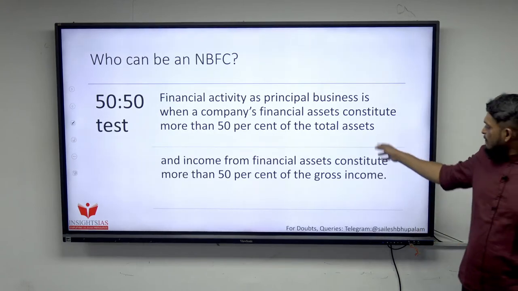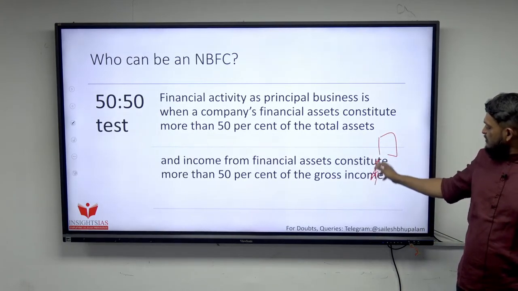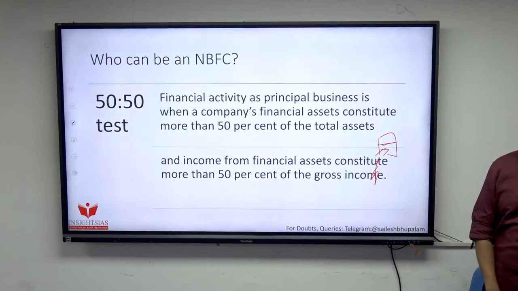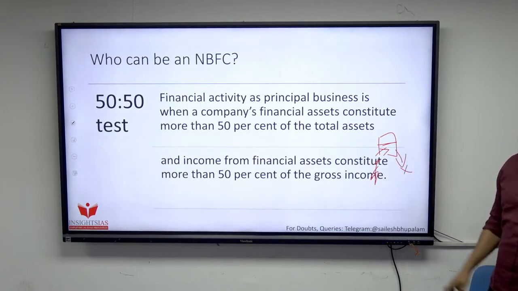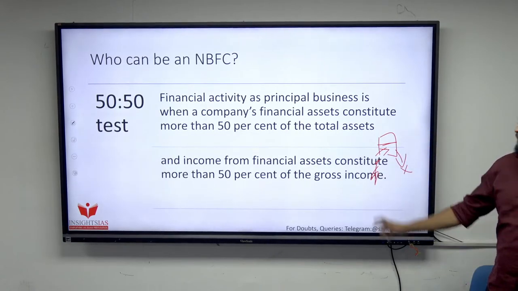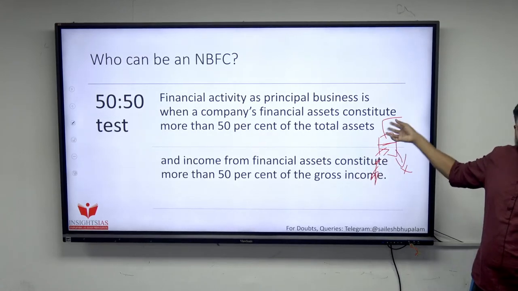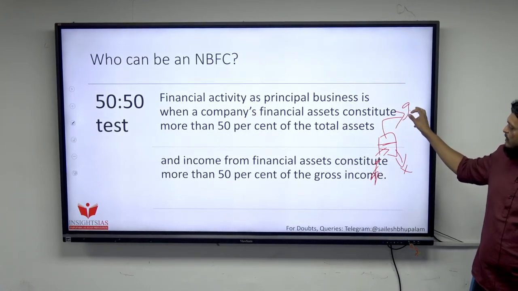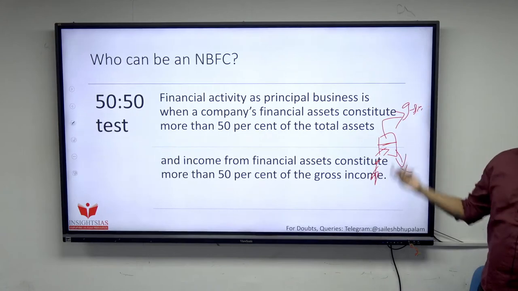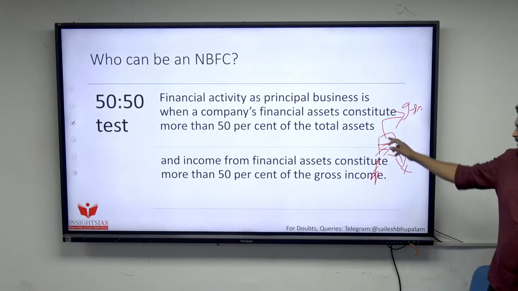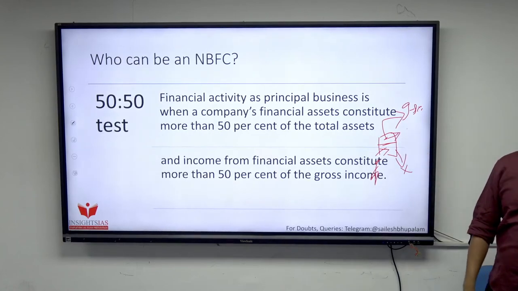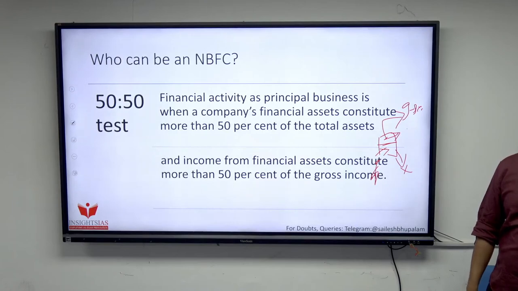Payments bank means it will take money from depositors. The maximum limit of deposit is only 1 lakh rupees. Beyond that, it won't take deposits. And it cannot give any loans. If it cannot give any loans, how will it earn money? 75% of the money it takes as deposits, it will invest in government securities, which are liquid. And 25% of the money it will put as fixed deposit in other banks. This is how payments banks work.